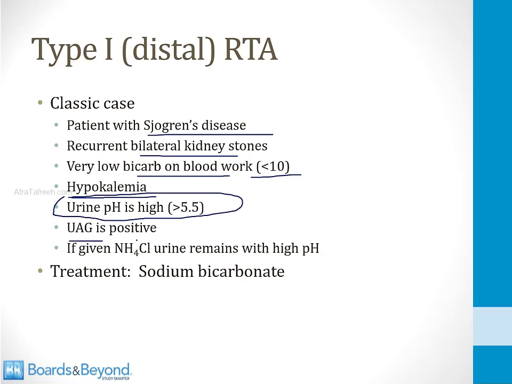The urine anion gap will be positive, which is abnormal. It should be negative in an acidosis. And if you challenge them with ammonium chloride, you will find a high urinary pH. And the treatment is with sodium bicarbonate. This basically gives base or alkaline back to the body to counteract the acidosis.